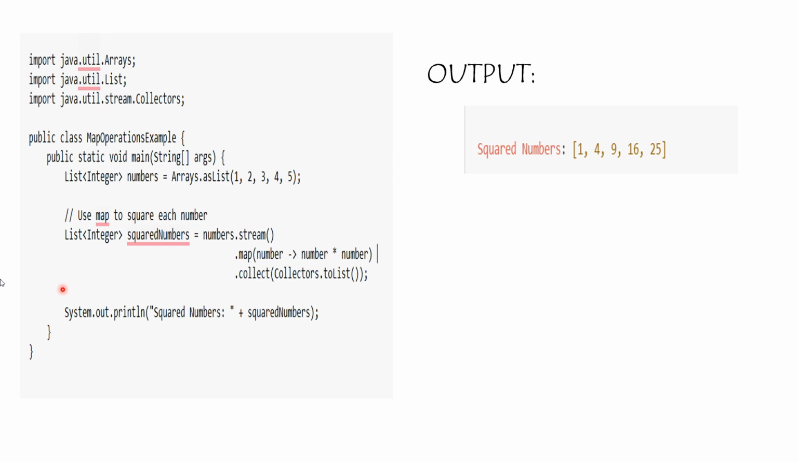Now this System.out.println is used for printing the result. This line prints the squaredNumbers list to the console. It will display squared numbers 1, 4, 9, 16 and 25.